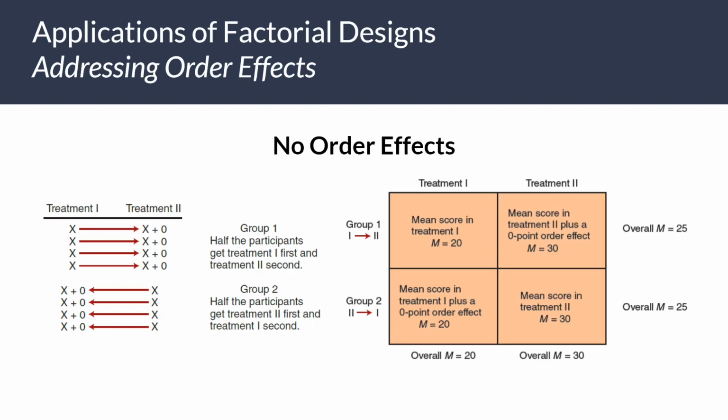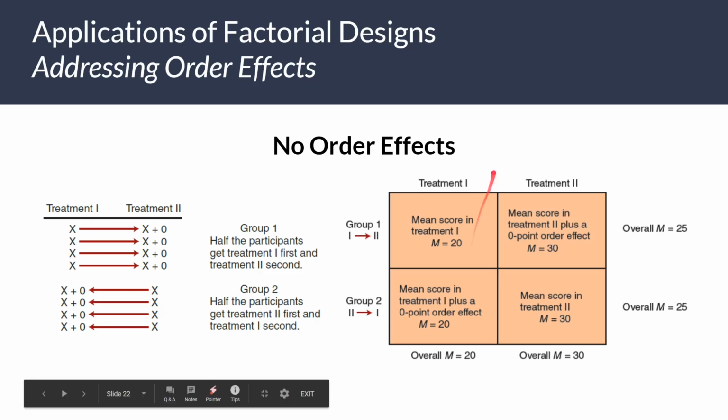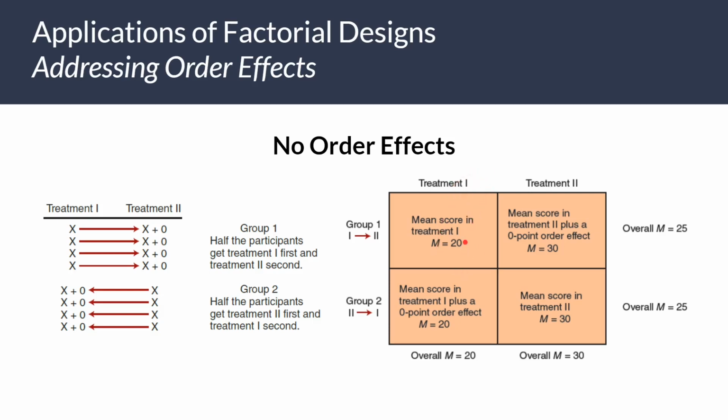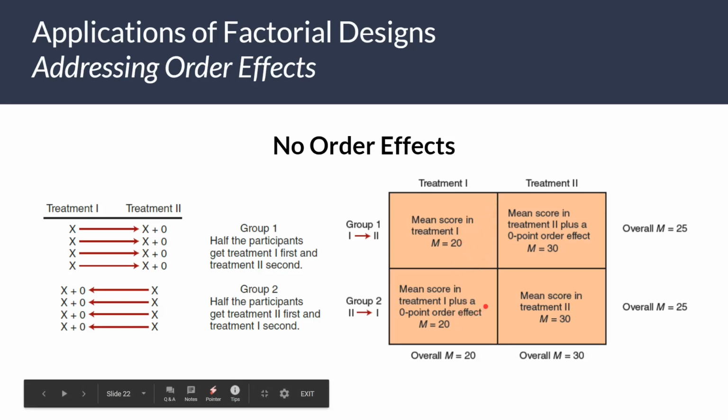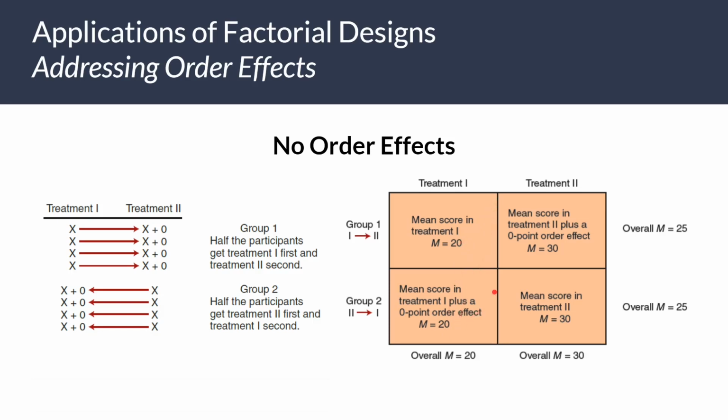So here in this example, a result that was not affected by order effects. So look at this. Basically, in treatment 1, the mean score of both groups is 20, regardless of the order of these treatments. And the mean score after treatment 2 is 30, regardless of the order of treatments. So because there are no order effects, we can confidently say that treatment 2 is better than treatment 1. Because even if we change the order of treatments 1 and 2, treatment 2 will always result in higher scores.